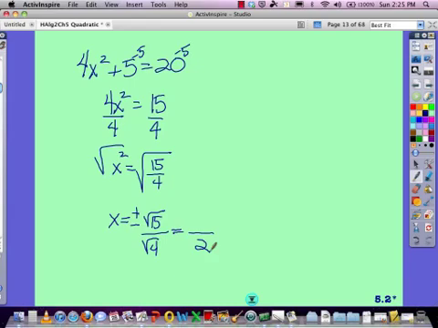What about that 15? Did you find anything? 1, 15, 3, and 5 are the only factors that go into it, so I believe that's a no. So we'll put our plus minus back out in front. Square root of 15 over 2 would be our final answer.